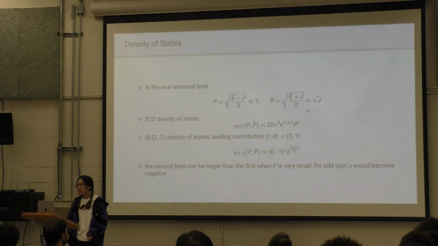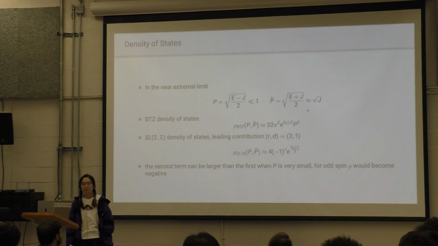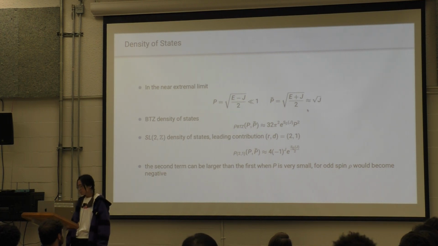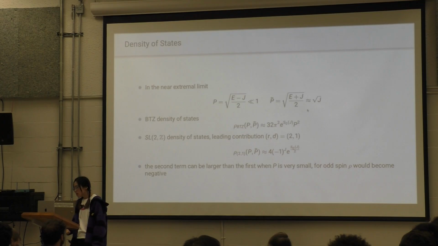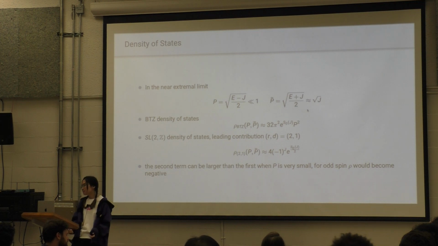So in the near extremal limit, which is the limit shown here, we can calculate the density of states of the BTZ black hole. This is proportional to e to the S naught times p squared. And we can also calculate the density of states of an SL2Z black hole. It turns out the leading contribution comes from this particular SL2Z black hole labeled by (C, D) equal to (2, 1), and this density of states is proportional to (minus 1) to the j power times e to the S naught over 2. If you stare at these two things, you'll find that in the near extremal limit, you take p to be very small.